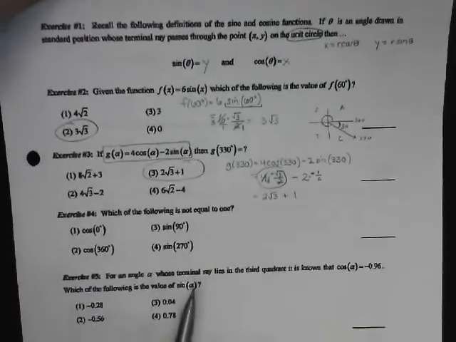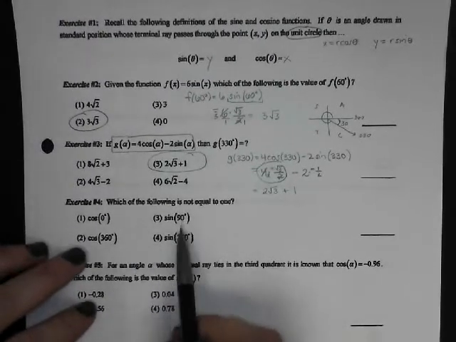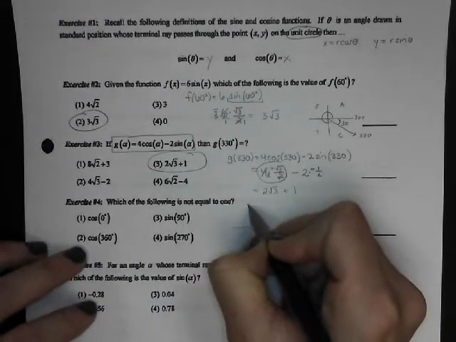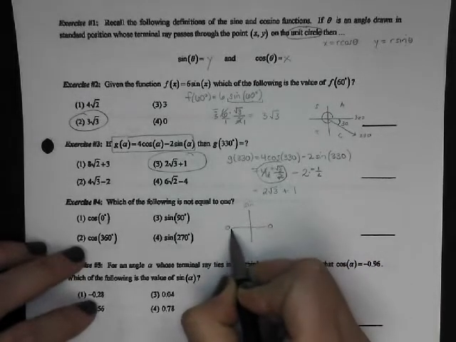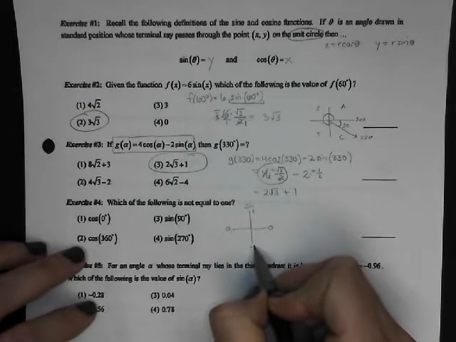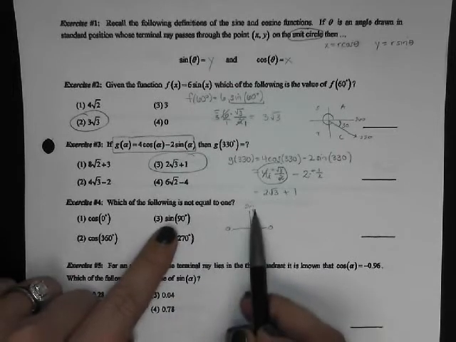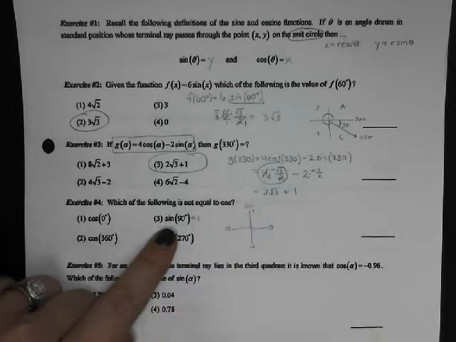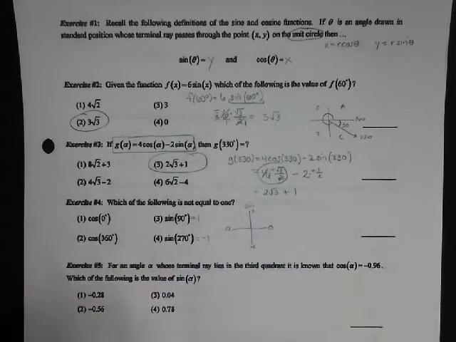Which of the following is not equal to 1? So these are a lot of your quadrantal angles. I'm going to remind you of your sine. The sine of 0 is 0, so the sine of 180 is also 0. The sine of 90 is 1, so this is negative 1. So for our sine ones, the sine of 90 equals 1. The sine of 270 equals negative 1.